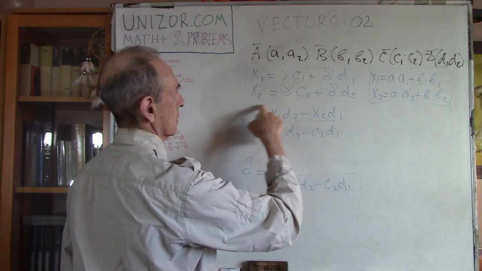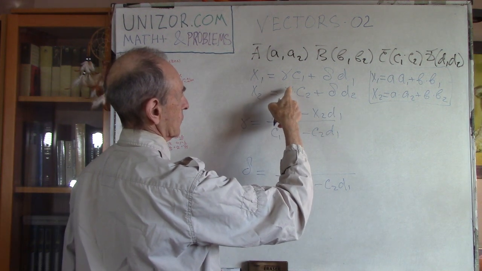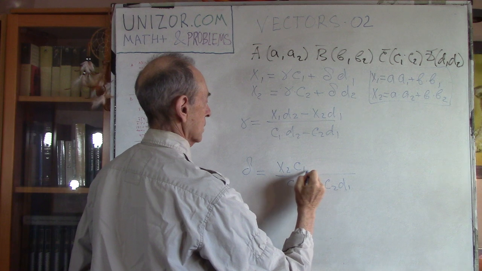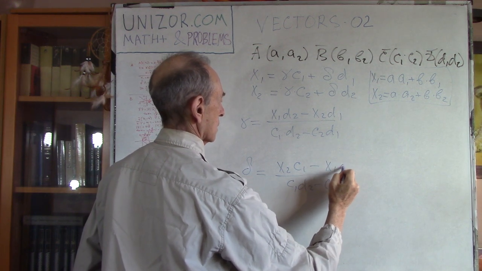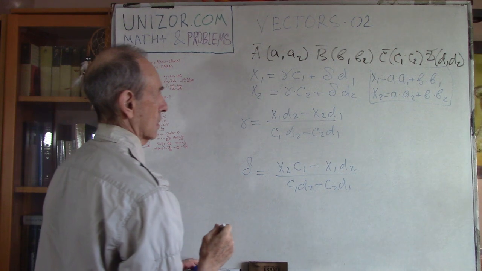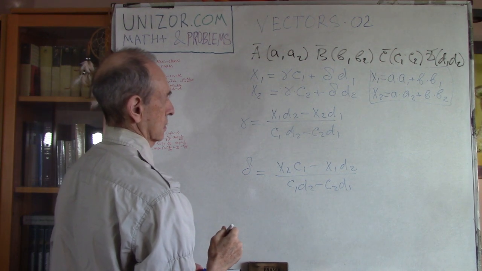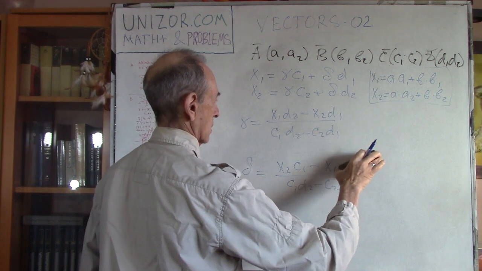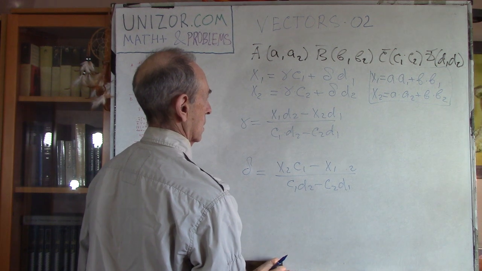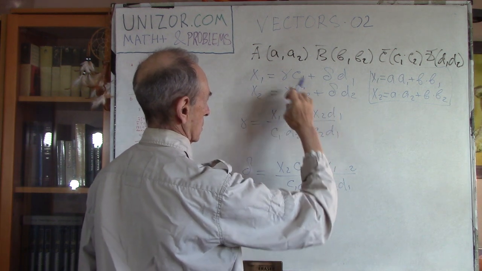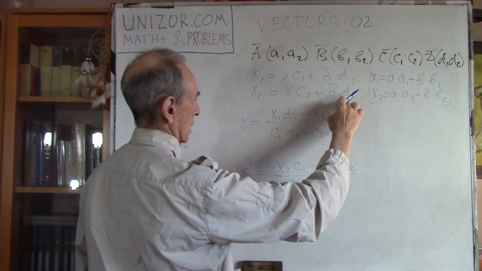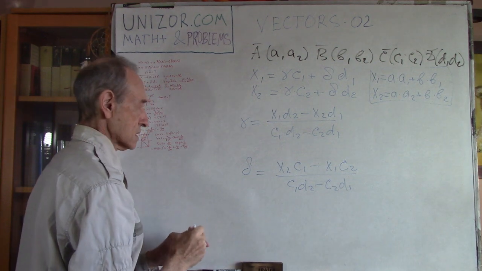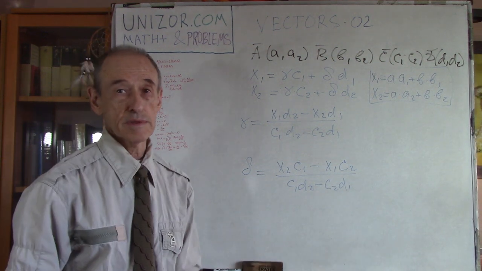And if I put coefficients instead of this, I will have c1 x2 minus c2 x1... So it's x2 c1 minus x1 c2. Yes. So this is supposed to be basically the solution.